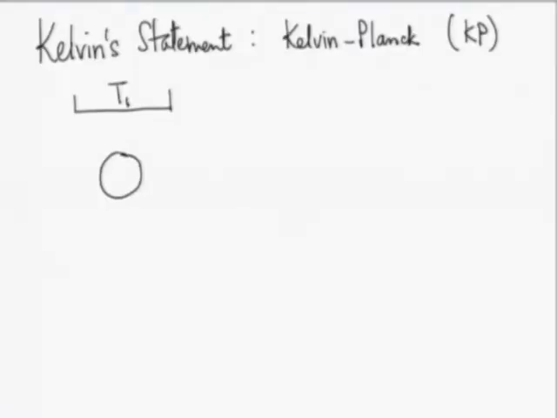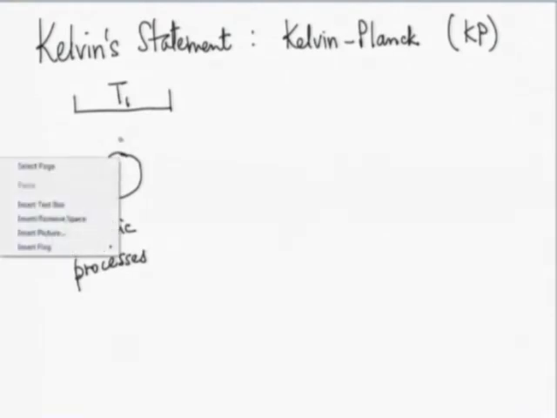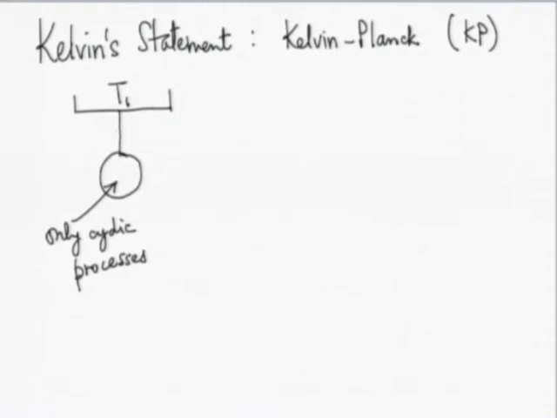Then if I take another system which executes only cyclic processes, I try to extract heat from this system, and the aim is to convert it completely into work. The cyclic process, during any cycle, I want only two types of interaction: heat absorption from the system which we are looking at, and producing a positive amount of work, that means raising a weight. And the Kelvin-Planck statement says that this is not possible.